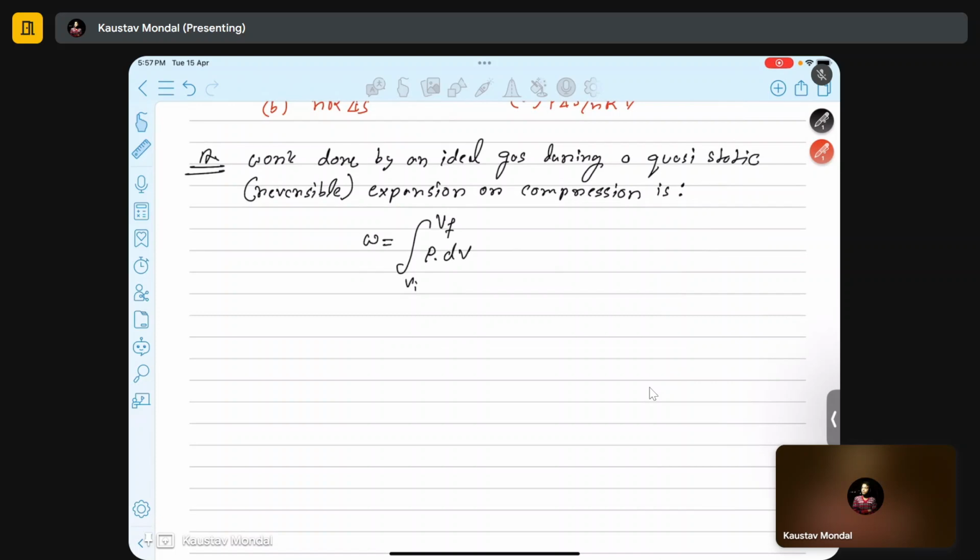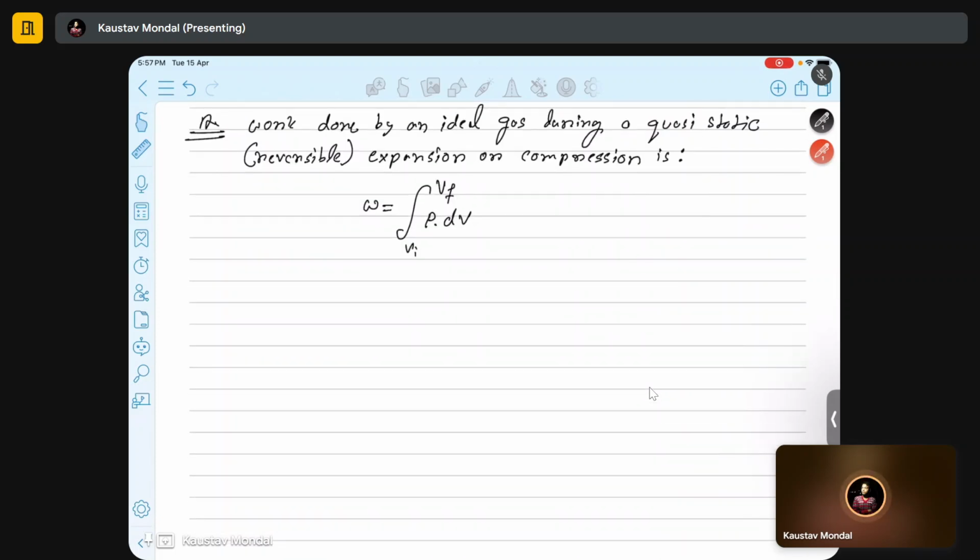Now here it's already mentioned that the gas is an ideal gas, right? So we have to use the ideal gas law. We know that for an ideal gas, the equation of state is PV equal to nRT.